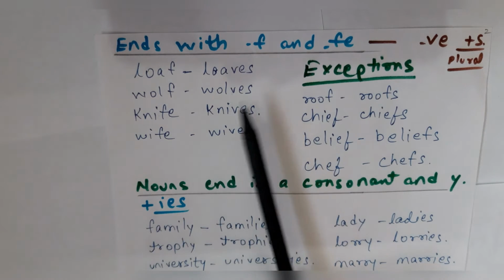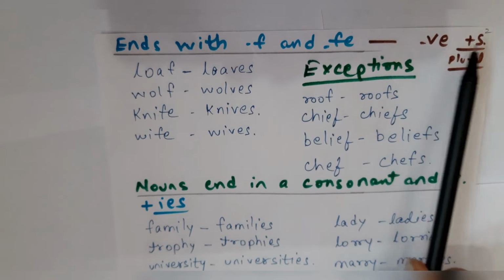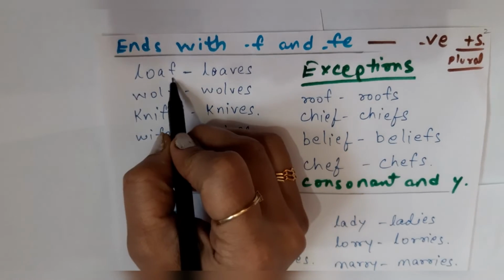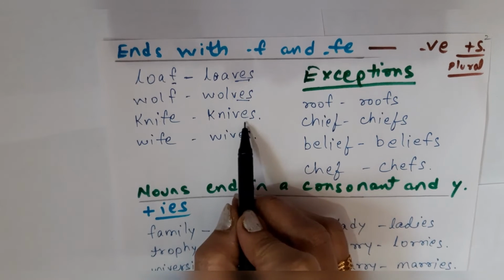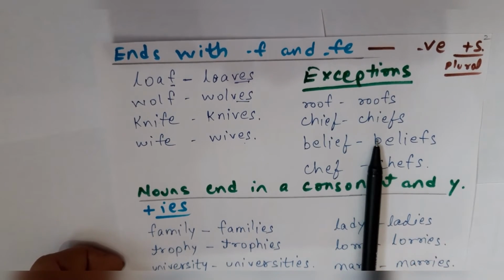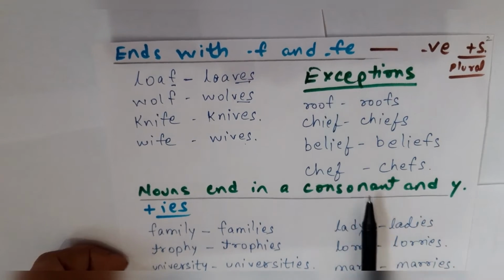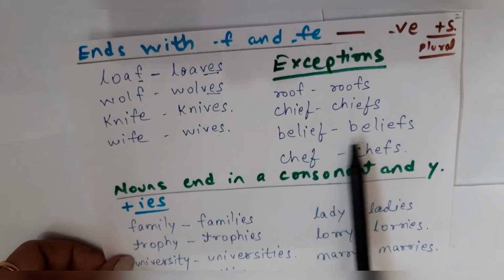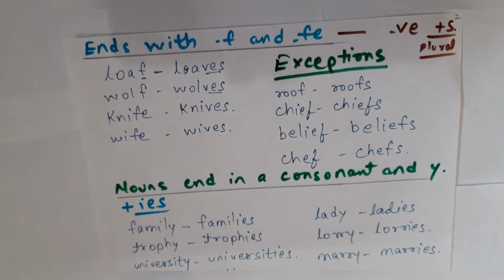Some nouns end with F or FE at the end. What do we do? We change them by adding VES in the plural. Like loaf: this F will change into VES, loaves. Wolf, wolves. Knife, knives. Wife, wives. Roof, chief, belief, and chef are exceptions. Here the F will not change into VES. We simply add S. Roof, roofs. Chief, chiefs. Belief, beliefs. Chef, chefs. In these words, we are not adding VES.